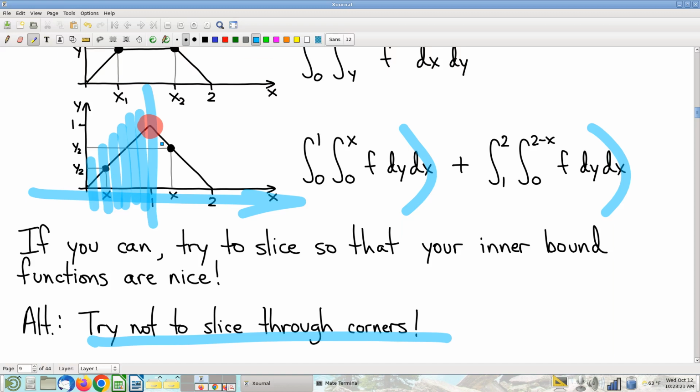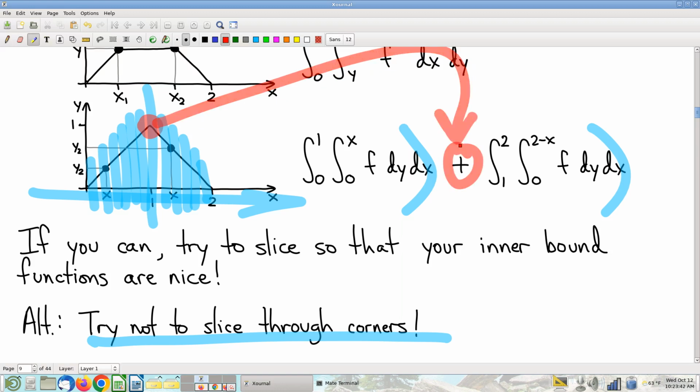And then naively hoped that I could just proceed as if nothing ever happened. But that's the tip-off. If, as you're doing your slicing, you slice through a corner, probably that means that you're going to have to end the integral that you were looking at and start a whole new integral. What do you think? Everybody kind of see the idea there?